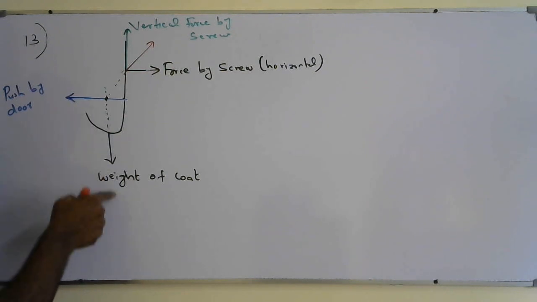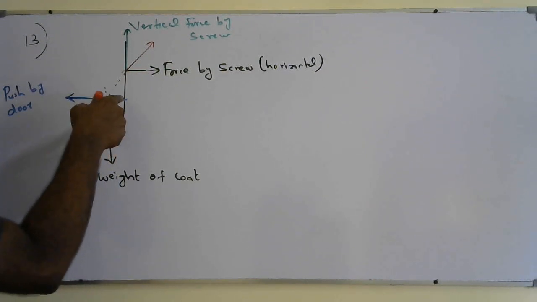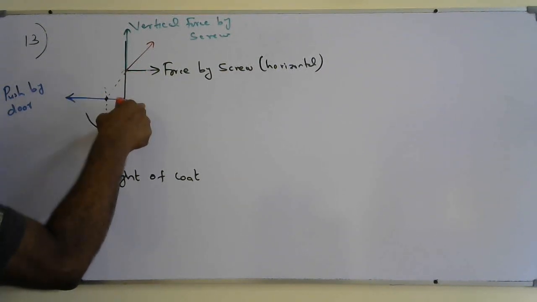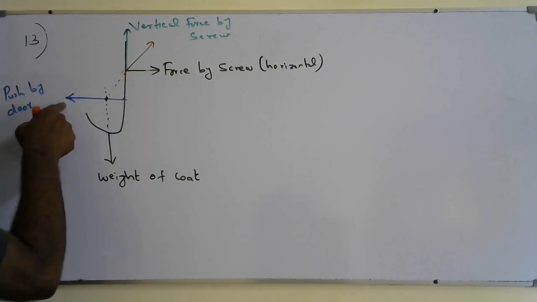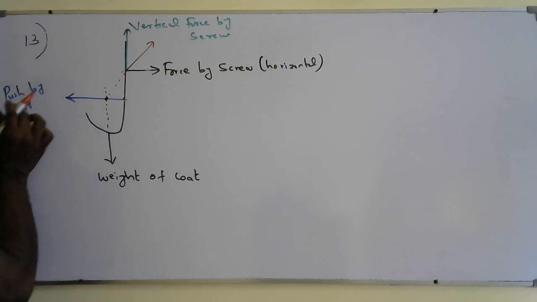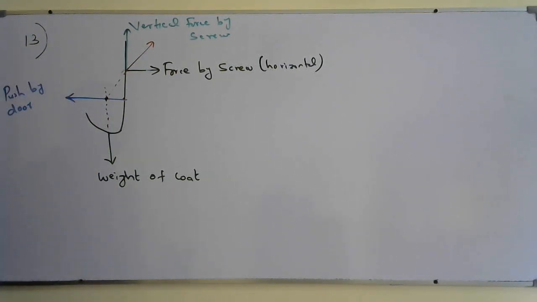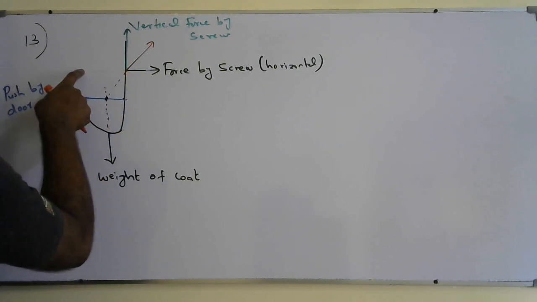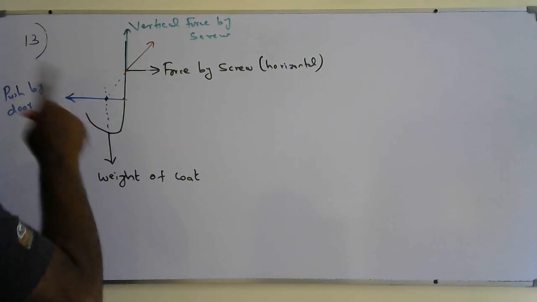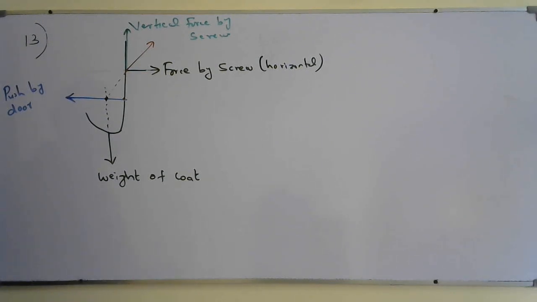The weight of the coat is acting down. So the push by the door should act somewhere here. You can't mark this one. Most of the students mark it here. They mark this force, what I drew in blue ink, the push by the door, here. That is wrong, because if you mark it here, the three forces will not meet at one point.